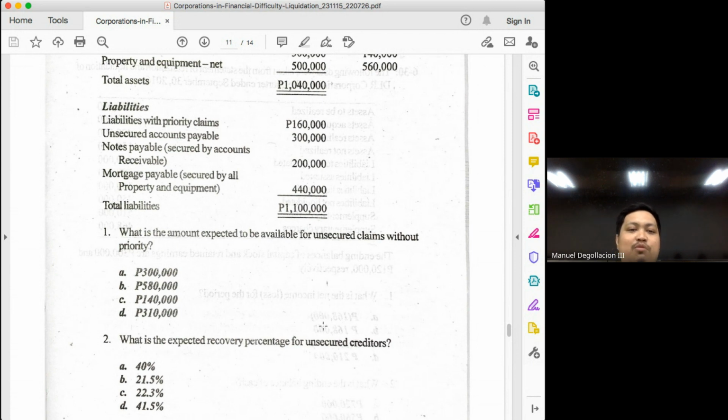Next question, how much will be paid to our unsecured accounts payable? How do we approach this one? Simply multiply the 300,000 with the recovery rate of 40%. That will give you how much? 120,000. Next question, how much will be paid to your partially secured creditors?